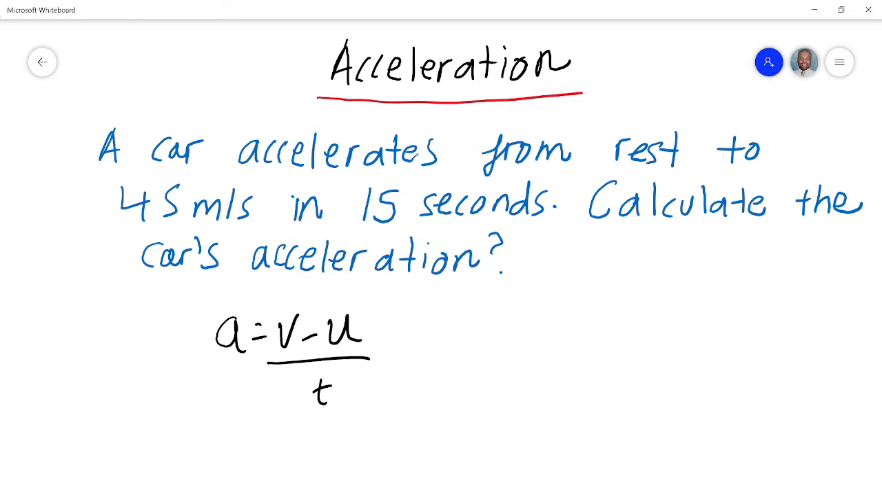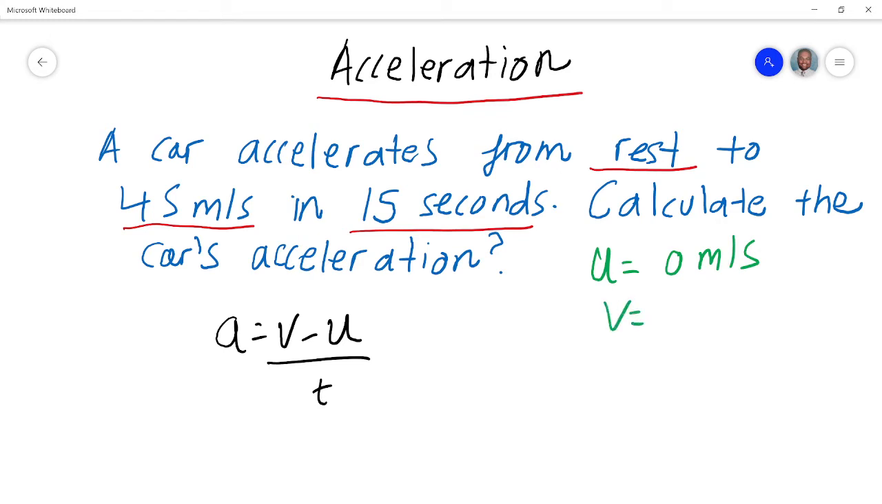Just like the way we solve questions, we need to look at what information has been given here. I can see the car starts from rest to 45 meters per second in 15 seconds. So what is my U, what is my V, and what is my T? My U is my initial velocity. When you hear the word rest, starts from rest, in physics, rest means 0 meters per second. So you're starting from your original 0 meters per second.